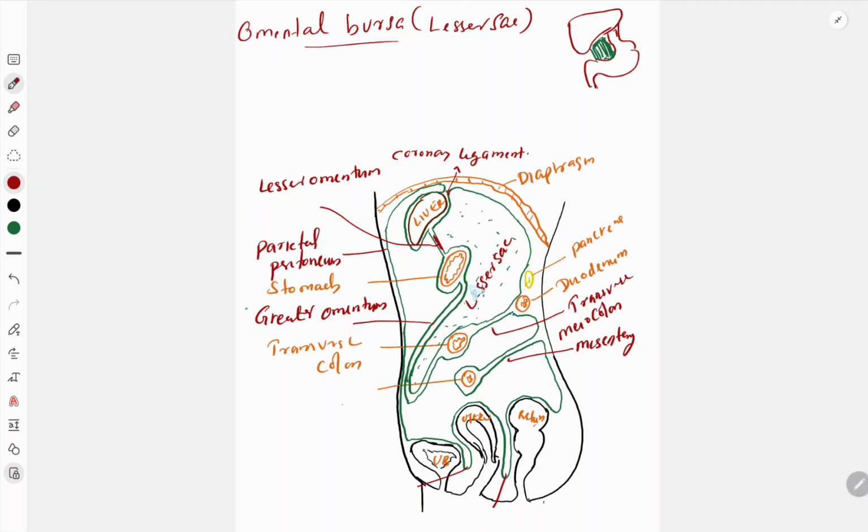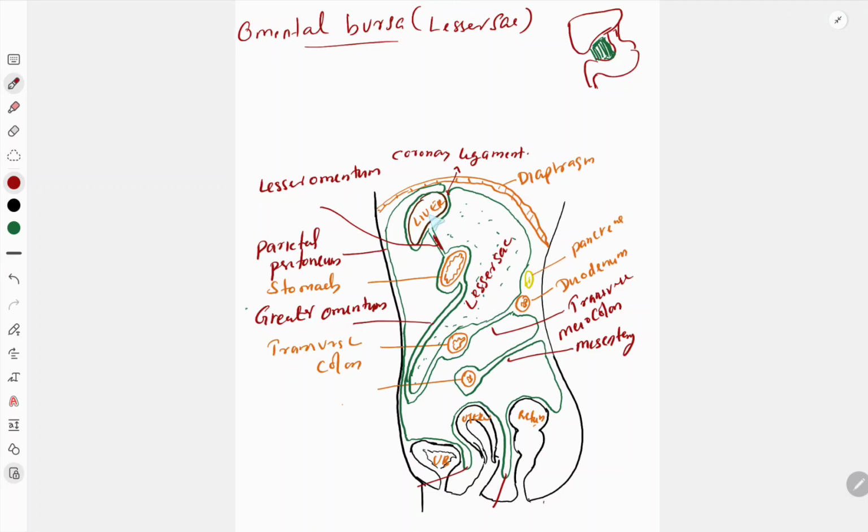You can see the reflection of peritoneum. We have already learned this one. From the liver to the stomach we have the lesser omentum, to the lesser curvature of the stomach. From the greater curvature we have the greater omentum. So there is a space behind these structures, this area is the lesser sac. Let us see the boundaries. It has an anterior wall, posterior wall, superior and inferior.